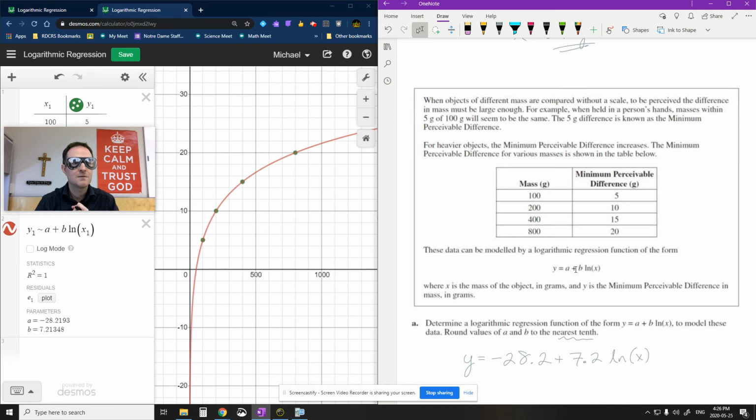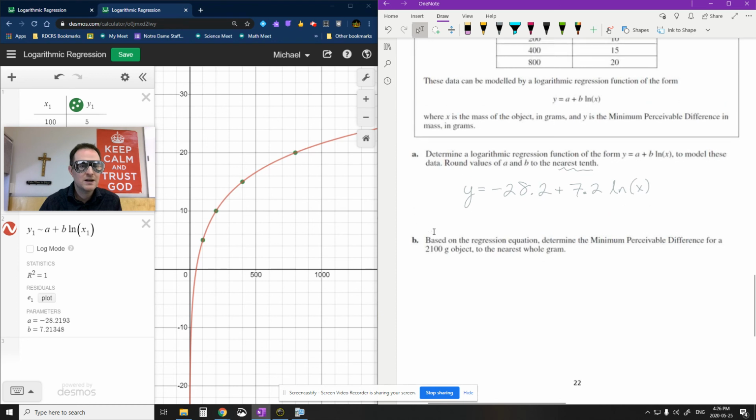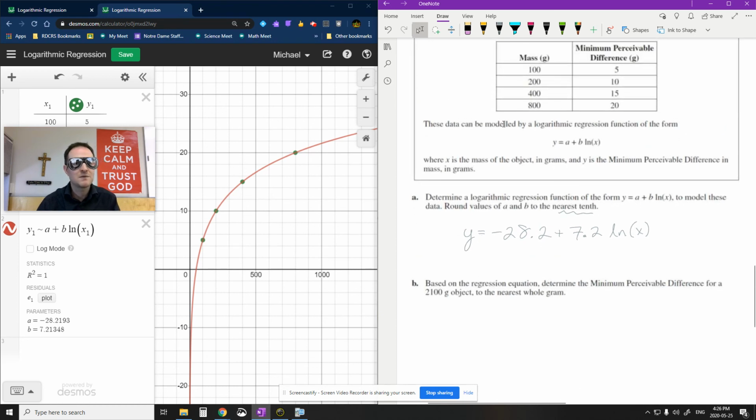For heavier objects, the minimum difference increases. So as you get heavier and heavier, the bigger the difference needs to be, okay? So what is the minimum perceivable difference for 2100 grams? So that's beyond our domain. Remember, this is our x here. This is my y. So my x is going to be 2100 grams. What is my minimum perceivable difference?